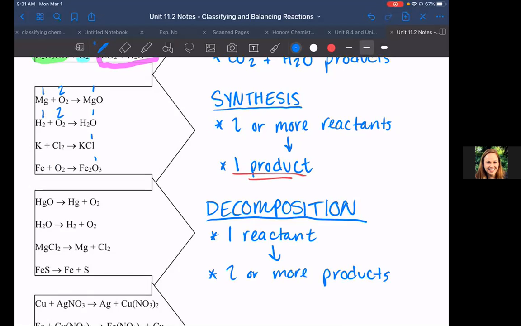If we look at our examples, we have a mercury oxide that forms mercury and oxygen gas. Water can decompose into its elemental parts of hydrogen and oxygen, and so forth. So we have one reactant and 2 or more products.